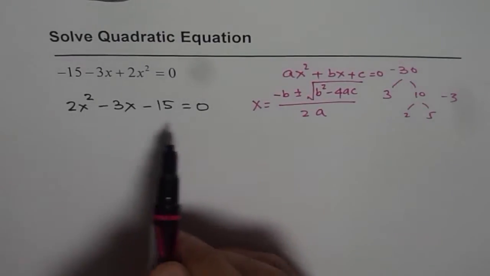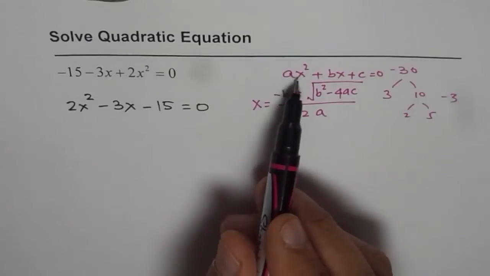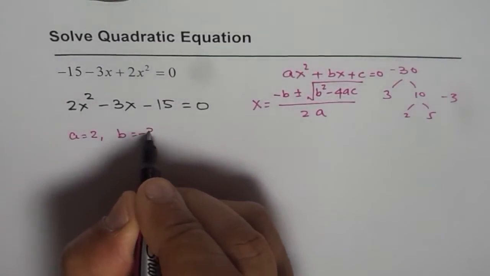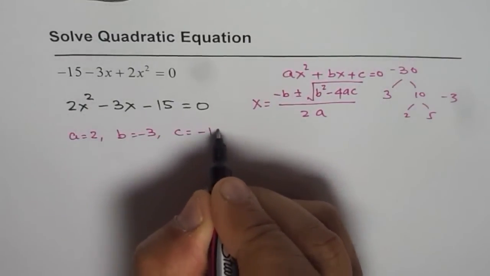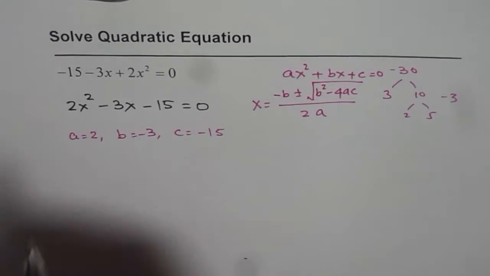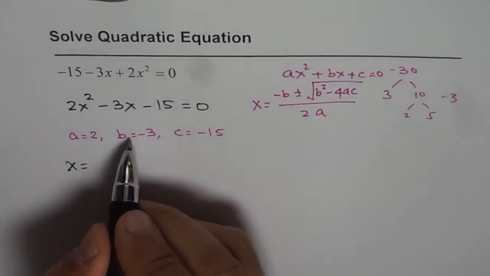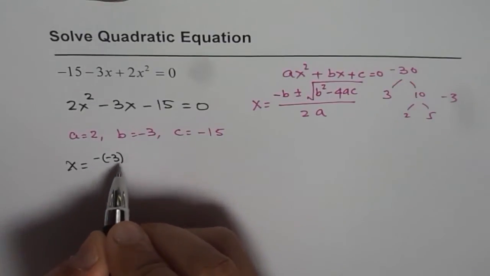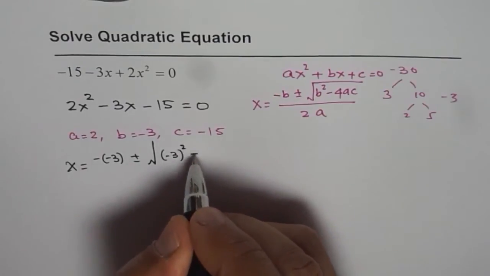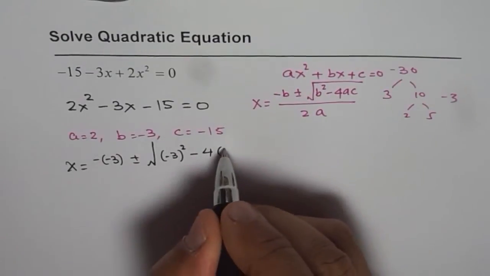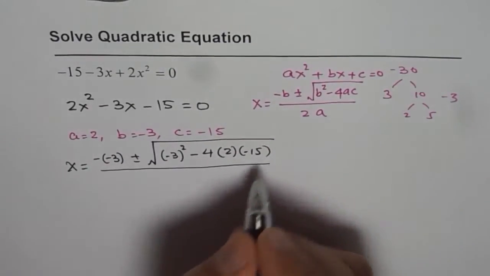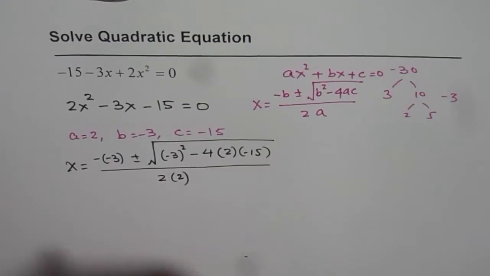Now if you compare your equation with ax squared plus bx plus c, what do you get? You get a as equals to 2, b as equals to minus 3, and c is equals to minus 15. So let's substitute these values and find what is x. So x is equals to minus of b, that means minus of minus 3, plus minus square root of b square, which is minus 3 square, minus 4 times a is 2, c is minus 15, square root, divided by 2 times a, which is 2.